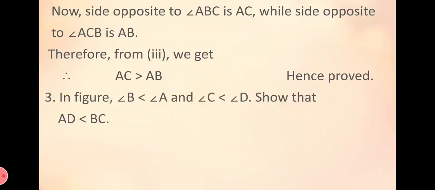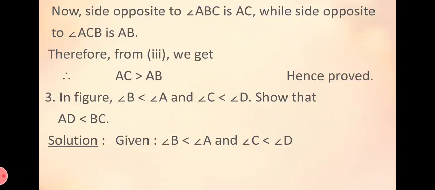Next question, number 3. In the figure, angle B is less than angle A and angle C is less than angle D. Show that AD is less than BC. It is already given that angle B is less than angle A and angle C is less than angle D. We have to prove AD is less than BC. Let's see the figure. Here you can see it is given angle B is less than angle A and angle C is less than D.